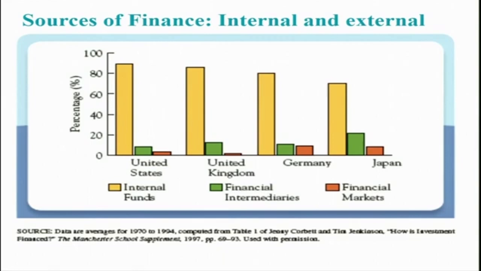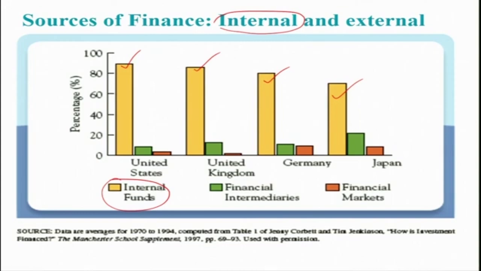What are the major sources of finance? You can see that internal finance is the major source of finance for all these four countries. For example, the US is more than 85%, and it is almost similar for the United Kingdom, Germany and Japan.